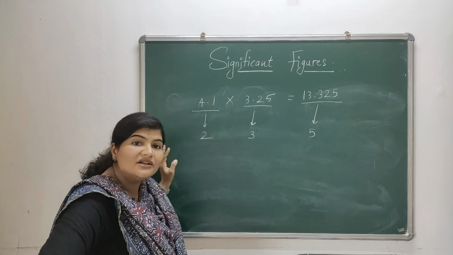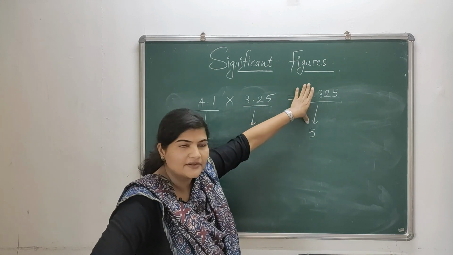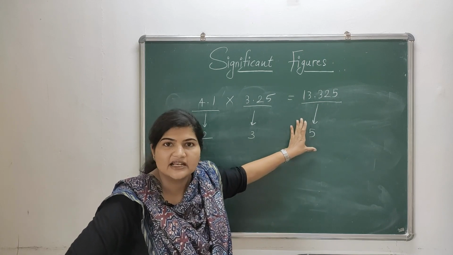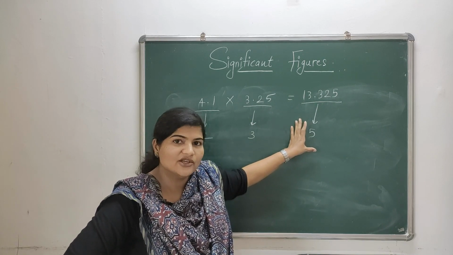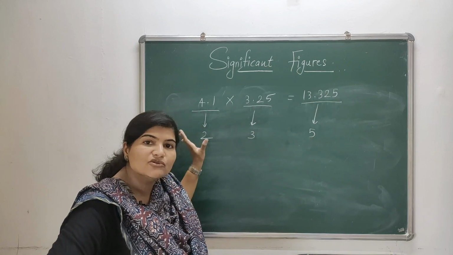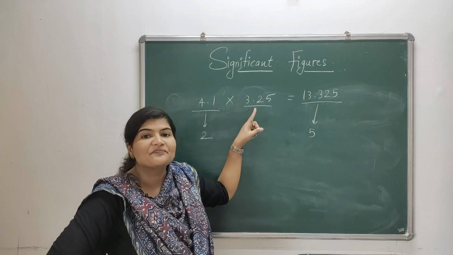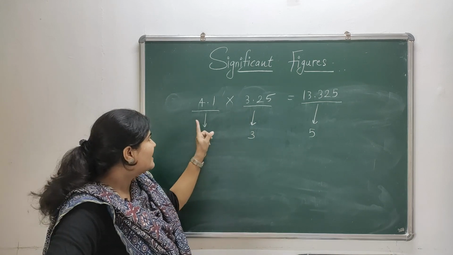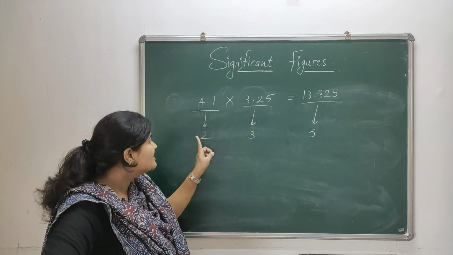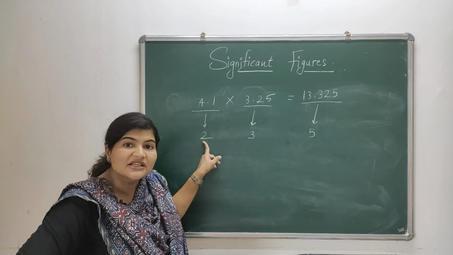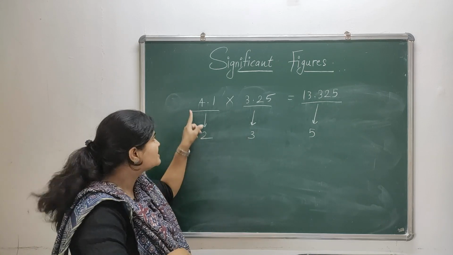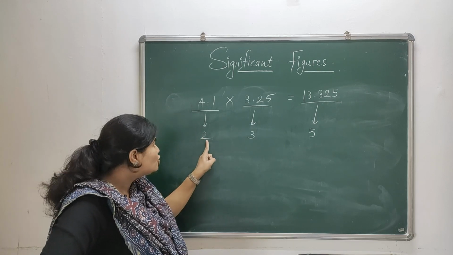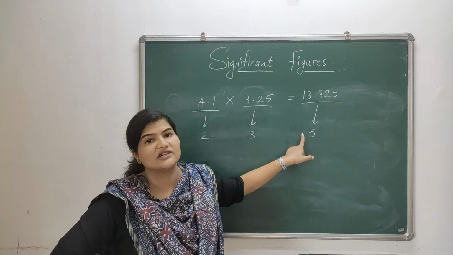So we cannot keep the result in 5 significant figures. Why? Because our result cannot be more accurate than the least accurately known number in the given problem. Now this is my problem. I have to multiply these two, and least accurately known number means having least significant figures, which is this 4.1. So my result will also contain two significant figures, right?